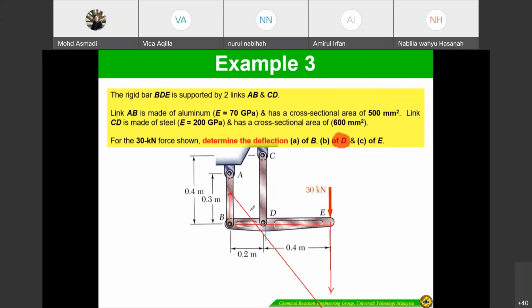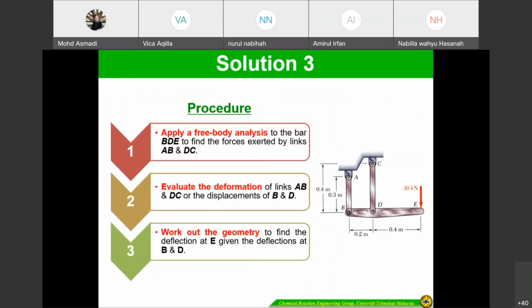So what we have to do, of course, is draw the free body diagram first. I will draw this free body diagram for B, D, and also E, because we need the forces for AB and CD. Then we have to find the displacements of points A, C, D, and also E. So apply the free body diagram. This is a step: evaluate the information and work on the geometry.